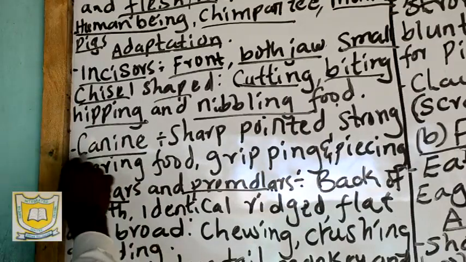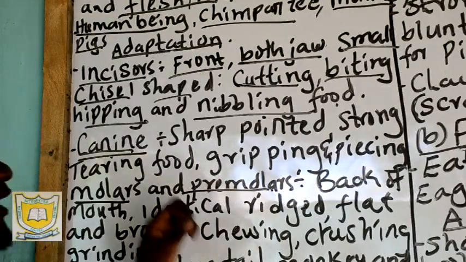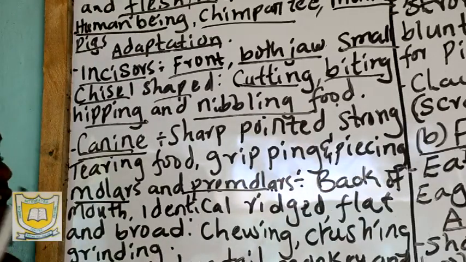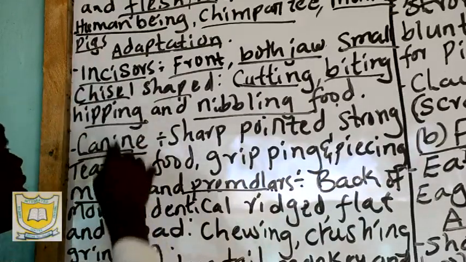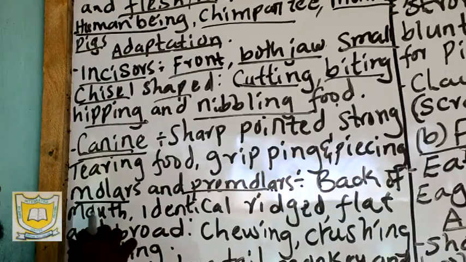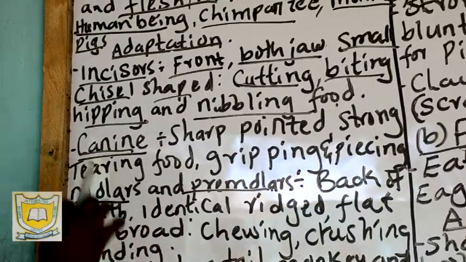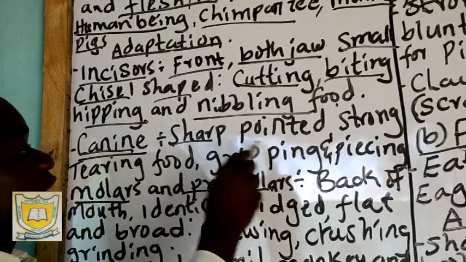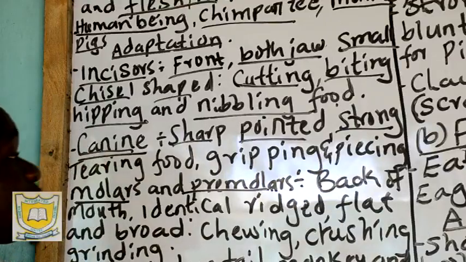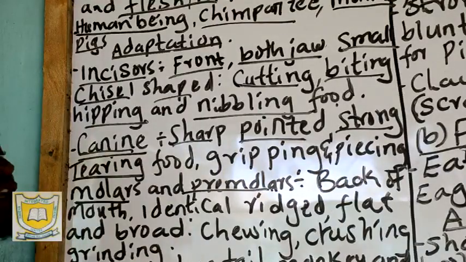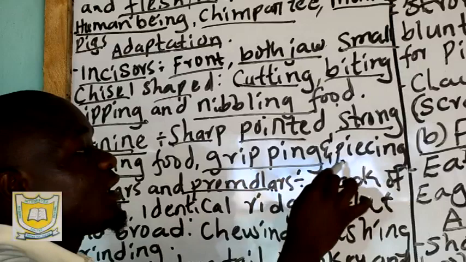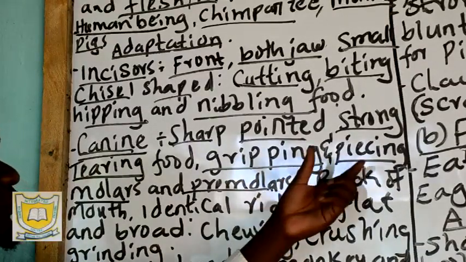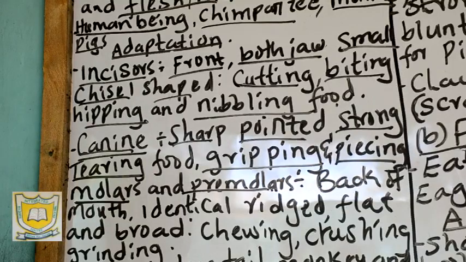Now the adaptation of the canines. They are sharp and pointed. The canines come immediately after the incisors, between the incisors and the molars. Their main adaptation is that they are sharp, pointed and strong. These help them for tearing of food, gripping, and piecing out food from the bones if they have to eat flesh.